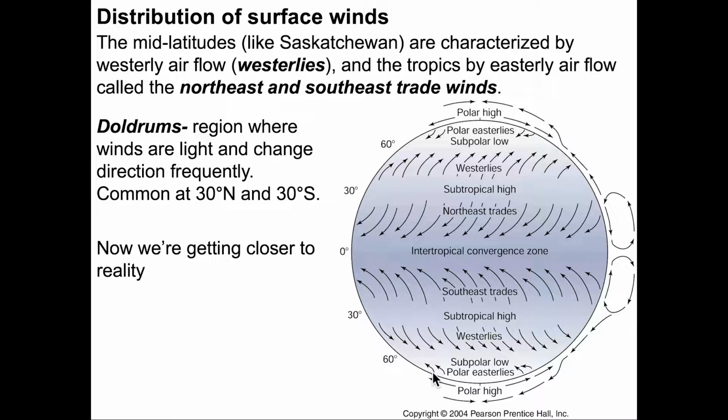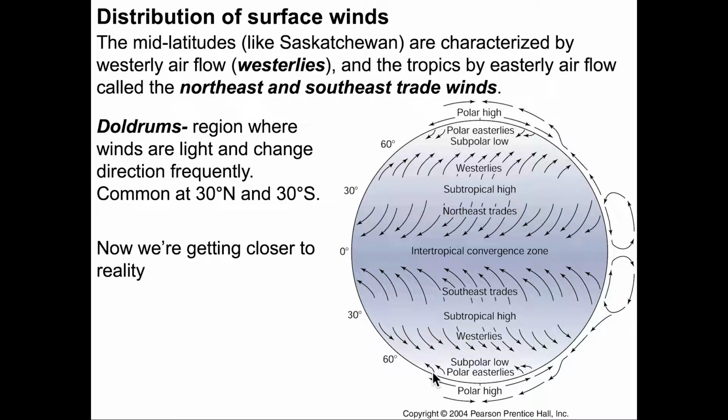The doldrums, on the other hand, are regions where winds are light and change direction frequently. This is bad news for sailing ships, which is where the name the doldrums comes from. Kind of boring, dull, infrequent changing conditions. These are most common at 30 degrees north and 30 degrees south latitudes.